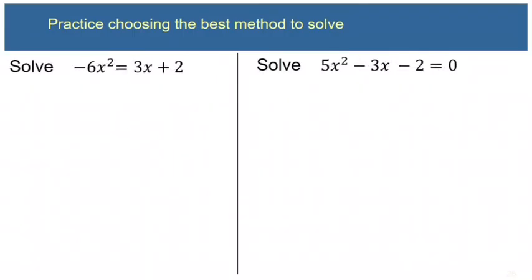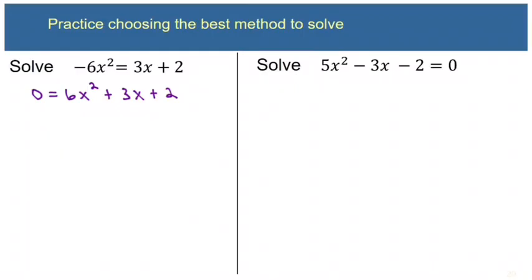Now here are two more examples, and again, you can pause the video and decide how you want to solve these and attempt it on your own, but now I'm going to go through them with you. So here I have negative 6x squared equals 3x plus 2. And I see that my x squared term is negative, so I know for sure that I want to move that negative 6x squared to the right side so it can be positive. And now I can decide whether I want to factor or whether I want to use the quadratic formula.